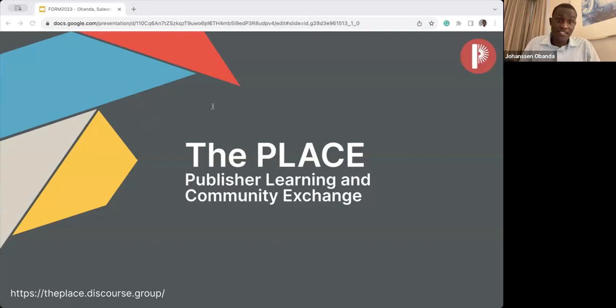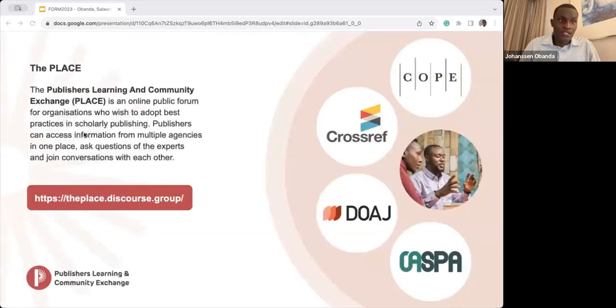New scholarly publishers can access information from multiple agencies in one place, ask questions of the experts, and join conversations with each other. The Publishers Learning and Community Exchange was created by four organizations, that is COPE, Crossref, DOAJ, and OASPA. And you can access information about observing best practices in your publishing workflows.